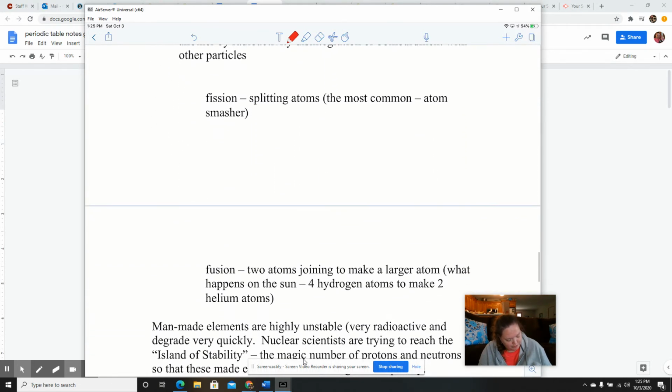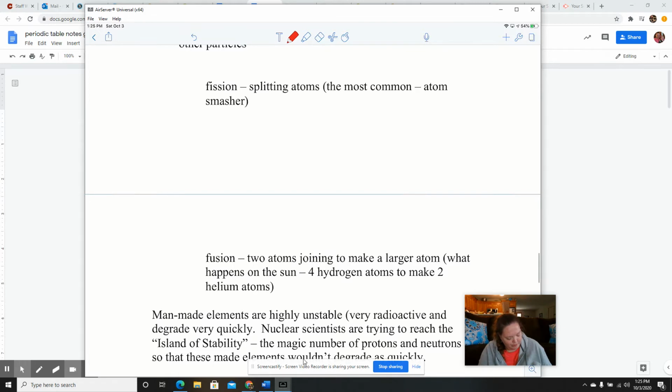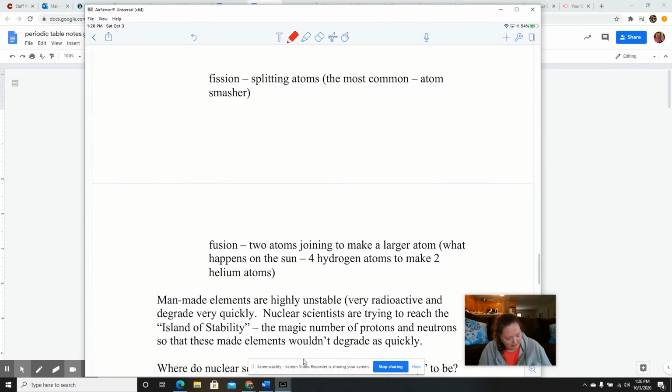Fission or fusion. Fission is splitting the atom, the most common one with the atom smasher. Fusion is taking two atoms and joining them together to make one larger one, and that's what happens in the sun: 4 hydrogen atoms to make 2 helium.